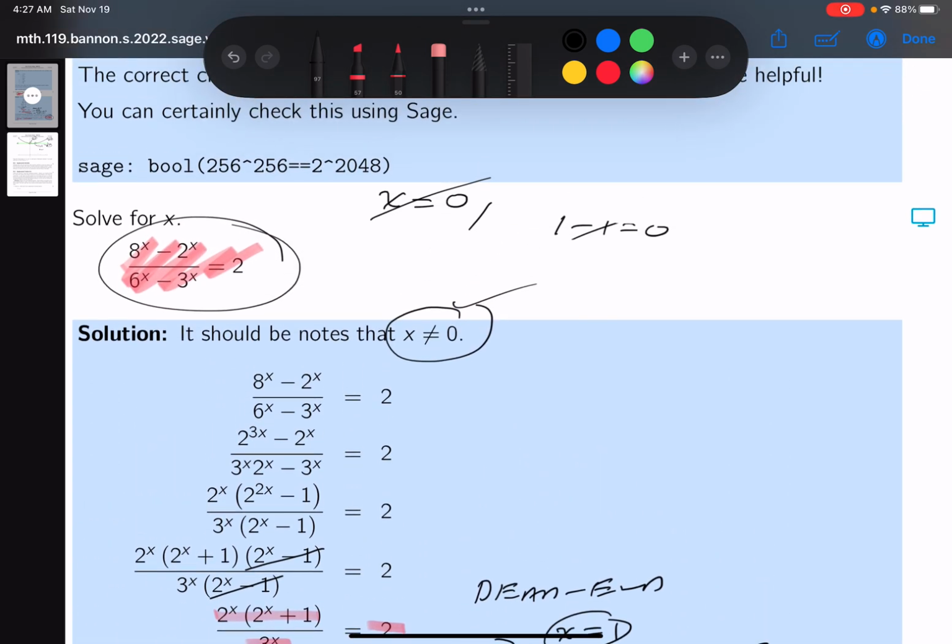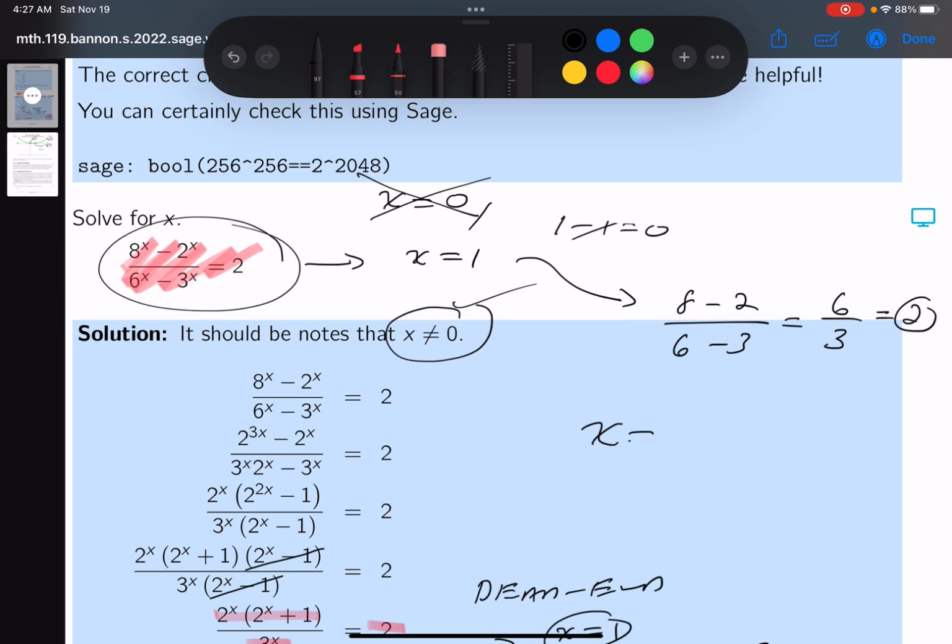Where should you check it? You should check it here. So I'm going to say X equals 1 is the only solution. We know 0 doesn't work there. Let's just check it. What do you get on top? 8 minus 2. What do you get on bottom? 6 minus 3. 8 minus 2 is 6. 6 minus 3 is 3. 6 divided by 3 is 2. There's only one solution to the equation, X equals 1.